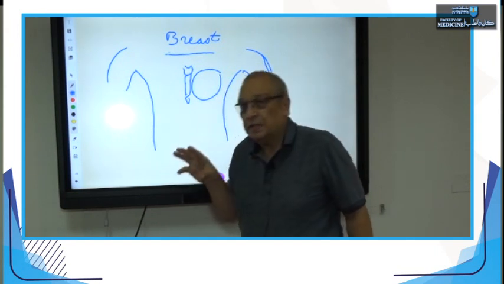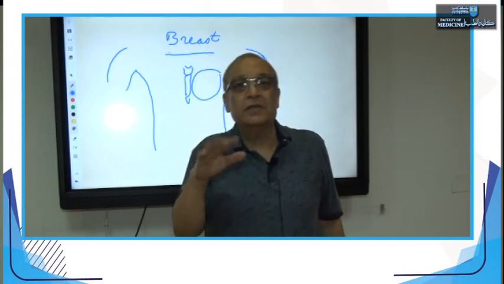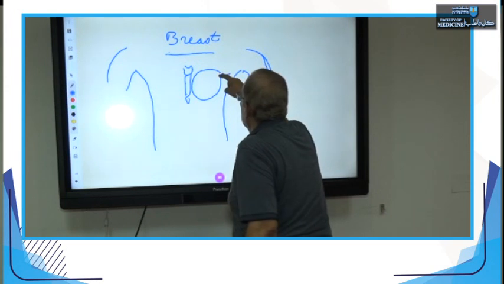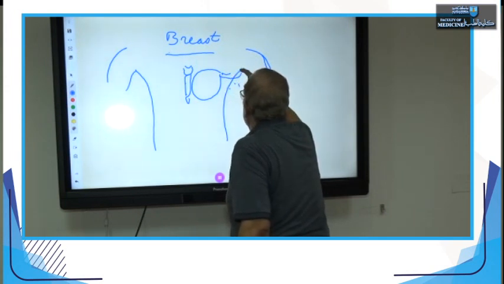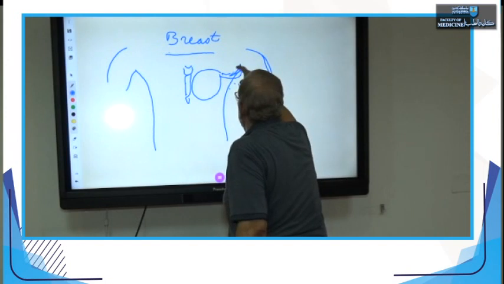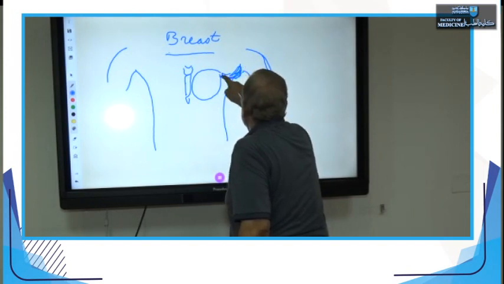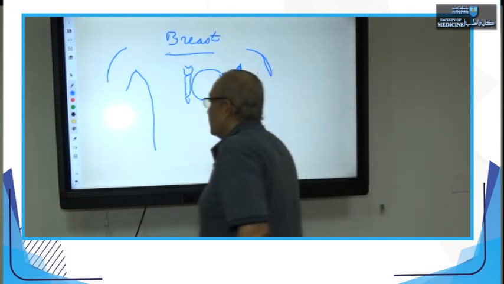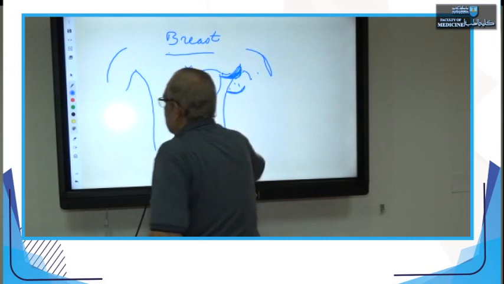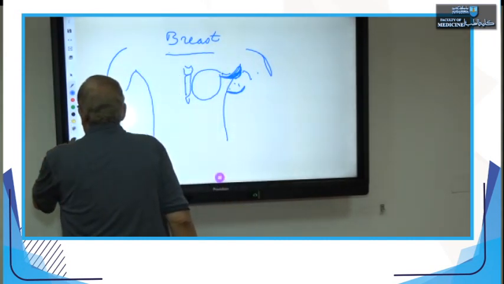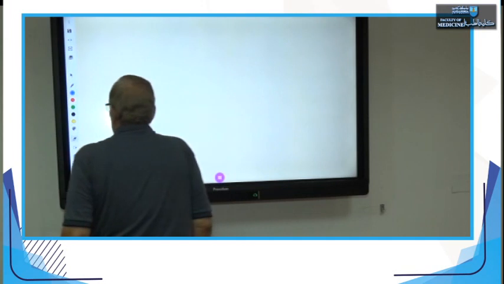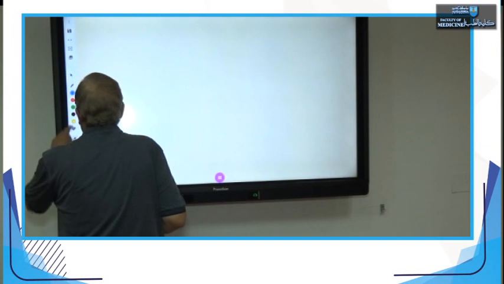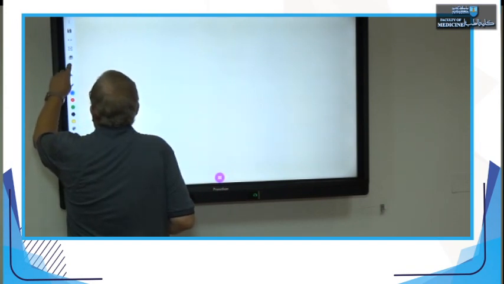And all of it is present in the superficial fascia and is covered by skin, except a part that comes from its upper lateral part. This part goes into the axilla and is called the axillary tail. It passes into the axilla by passing through the base of the axilla.